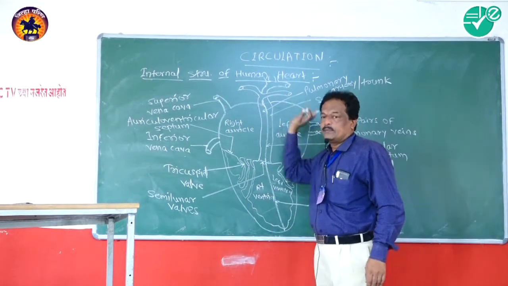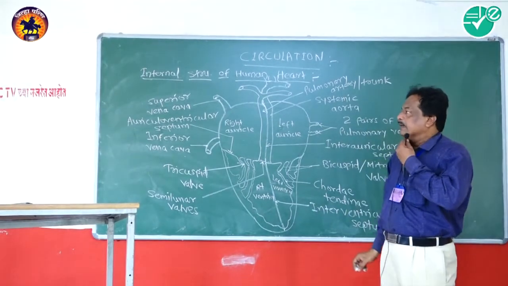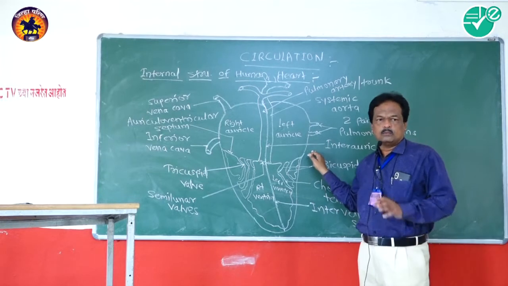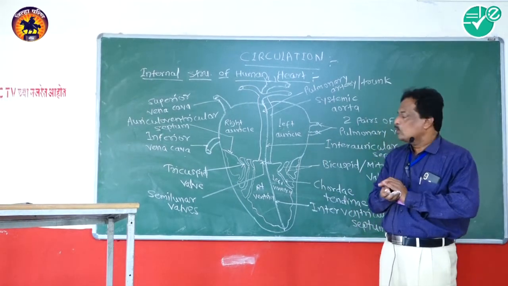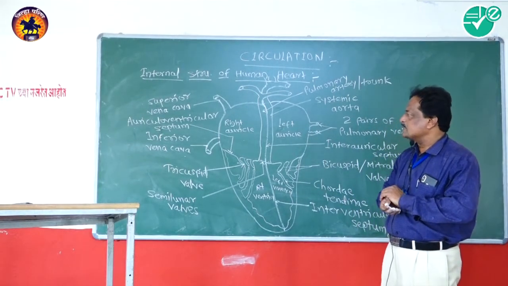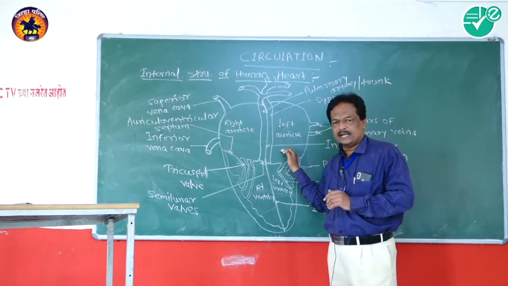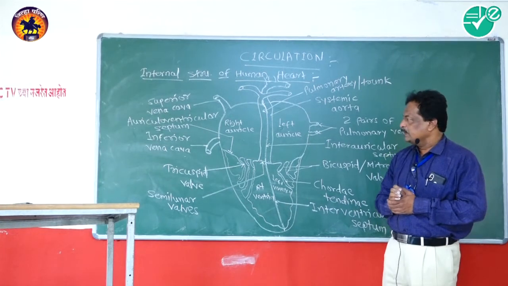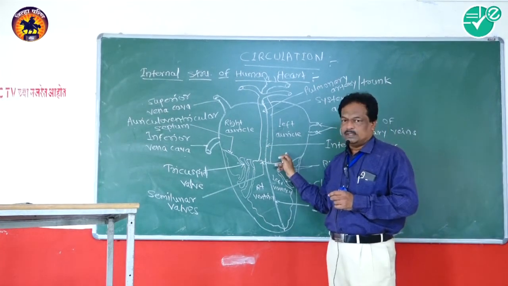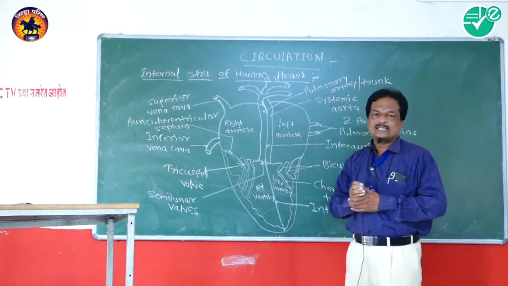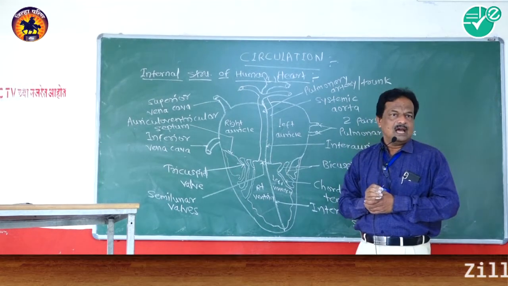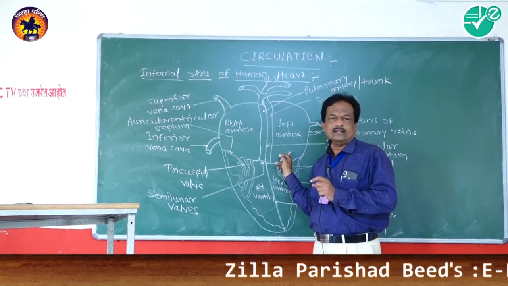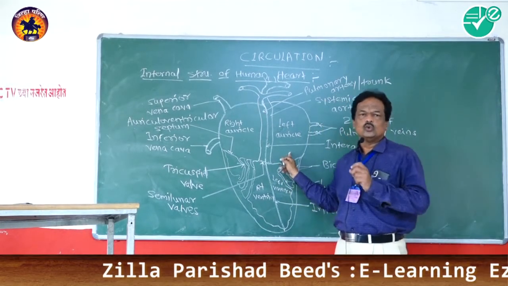Internal structure of the human heart. Internally, the human heart is divided into four chambers. Out of these four chambers, two chambers are present on the anterior side and two chambers are present on the posterior side. The anterior chambers are known as auricles.